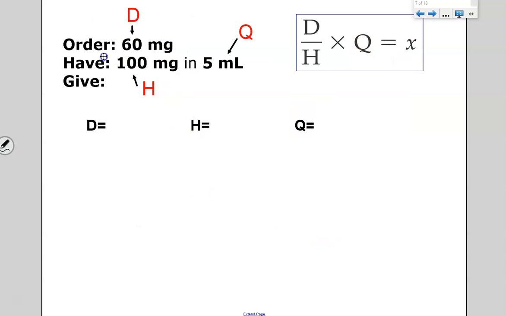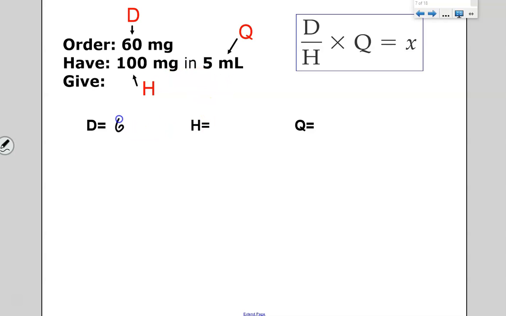Now, if we look at this one, it's kind of written in a different format. The order is 60 milligrams, so I have it pointed out that is your dose. What they have on hand, this would be like what's on the label. There's 100 milligrams in 5 milliliters. Like, for example, this might be a cough syrup or something that someone would take. There's 100 milligrams of the drug in 5 milliliters.